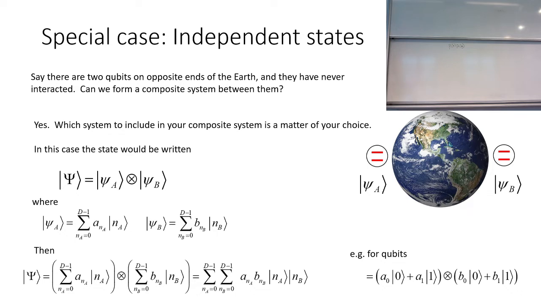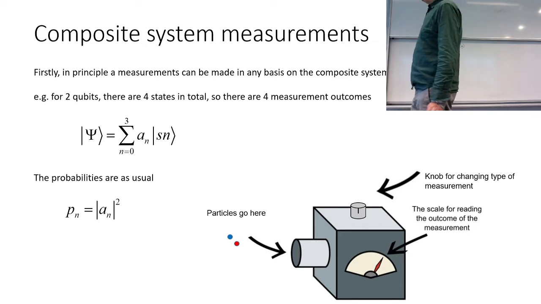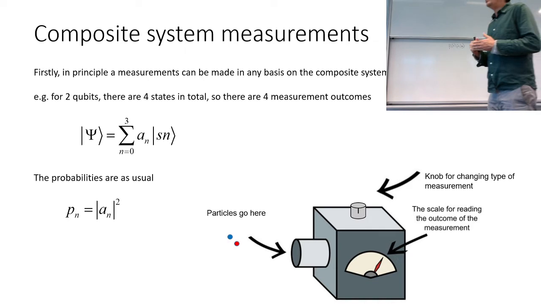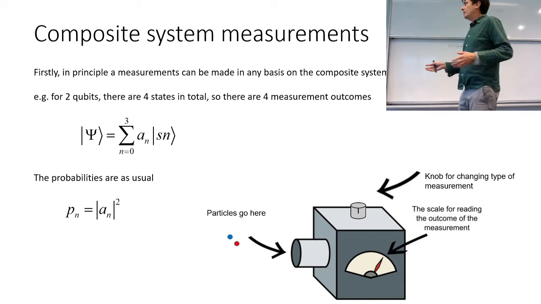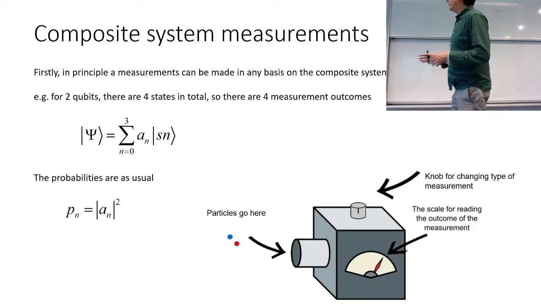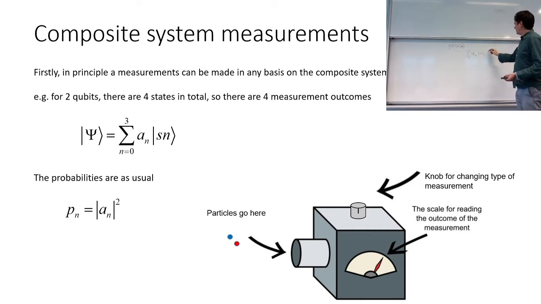You can't write any wave function in this form. It's a more particular form. And how do you make measurements in this composite system? So actually all the things we've talked about up until now basically just carry over into this composite system language. So previously we were just saying, okay, if you're doing measurements, if you have a state like something like this, then you do a measurement, and then basically this collapses to this state, and the probability is the modulus squared of the coefficient.